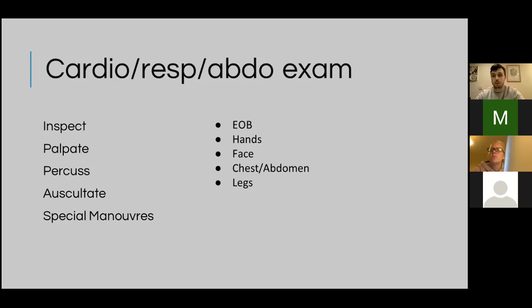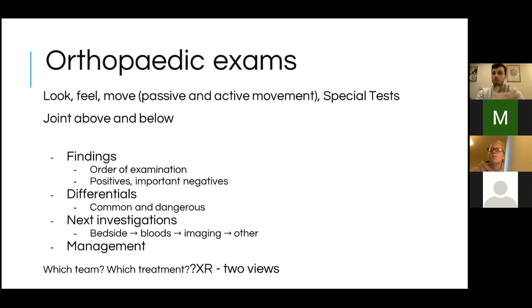So you might be asked to examine a particular joint. For example, the elbow joint, I would look, feel, get the patient to move it, and then you move it actively as well, and do any special tests that are needed. And again, present in the order that you examined, basically.